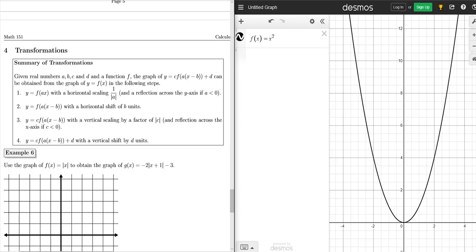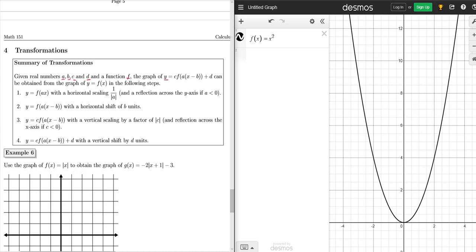So given real numbers a, b, c, and d, and a function f, the graph of y equals c times f of a times x minus b plus d can be obtained from the graph of y equals f of x in the following steps. And this is the order that I would like to follow, and I would like you guys to follow in case you encounter transformations. So let's take a look.